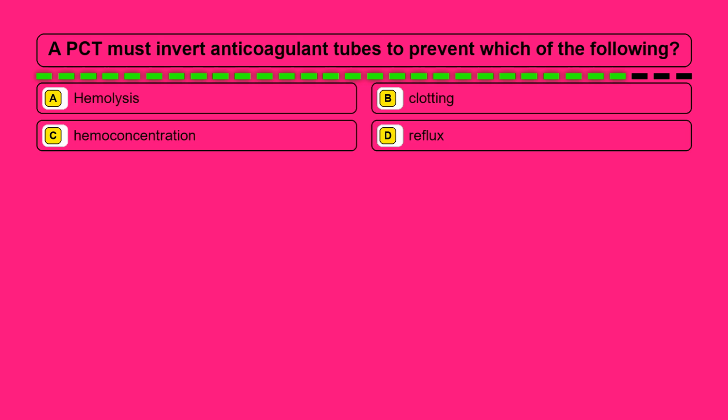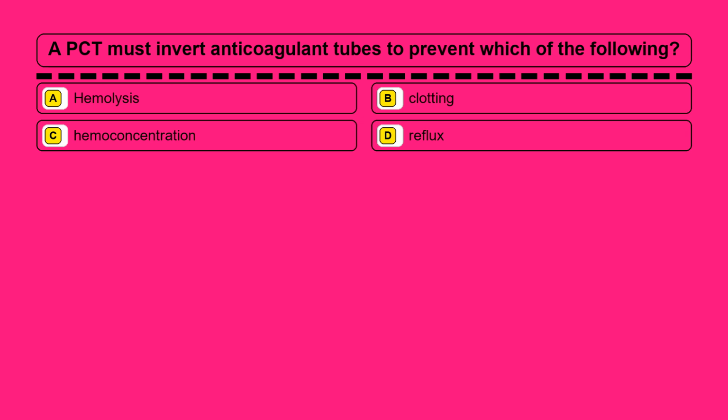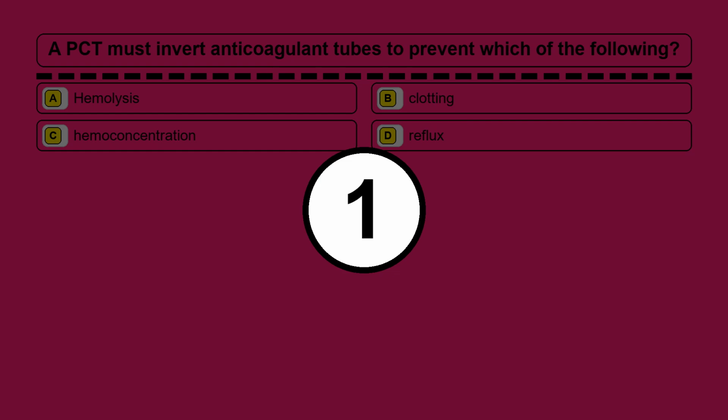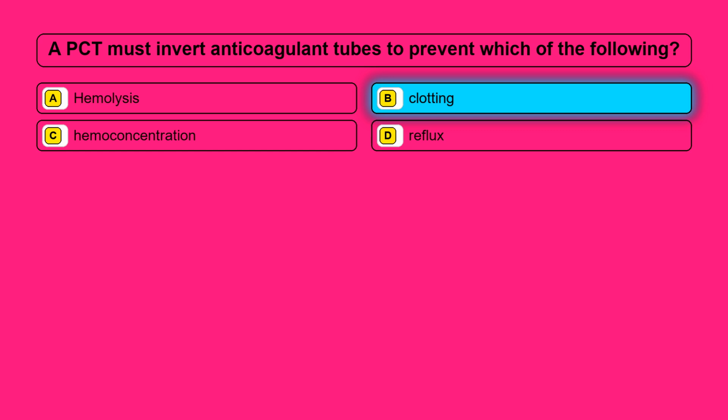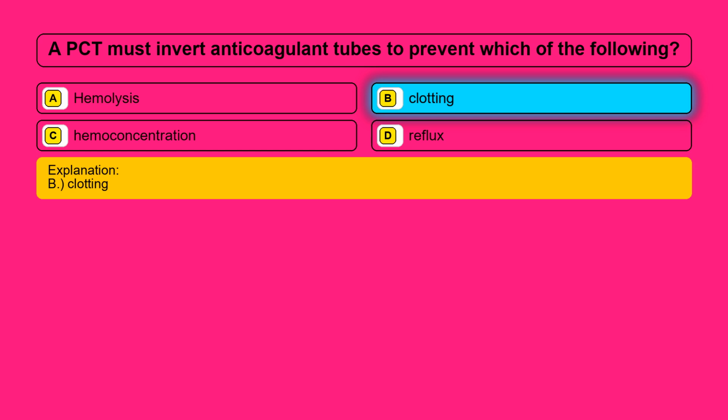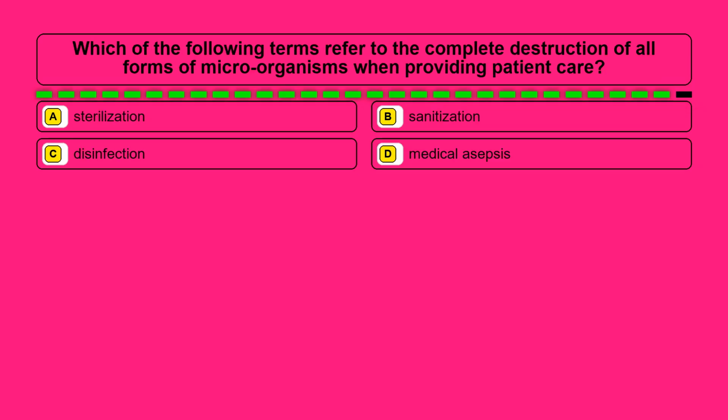Question 35. A PCT must invert anticoagulant tubes to prevent which of the following? Option A, hemolysis. Option B, clotting. Option C, hemoconcentration. Option D, reflux. The correct answer is option B, clotting.